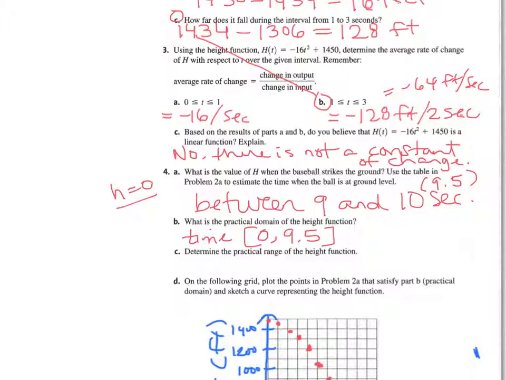I'm using interval notation there. If we want to use inequality, we'll say here. I just picked 9.5 so we could actually use this value in our domain. That's practical. That's how long this ball is in the air.